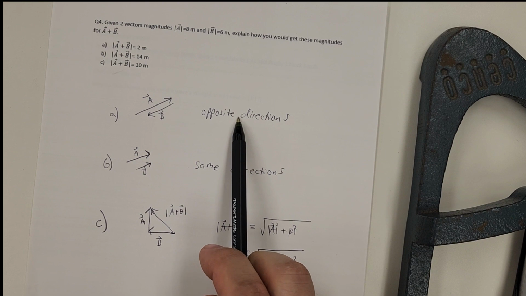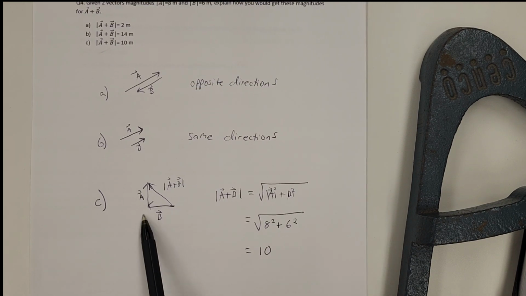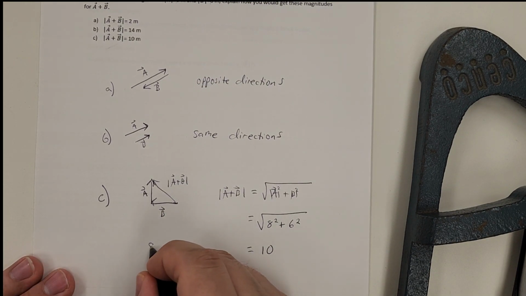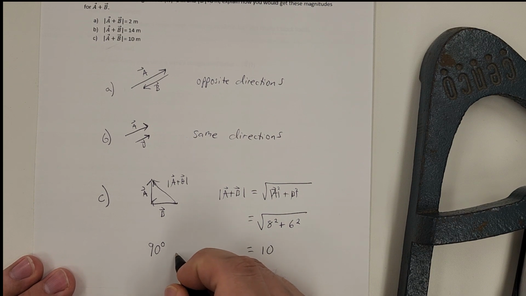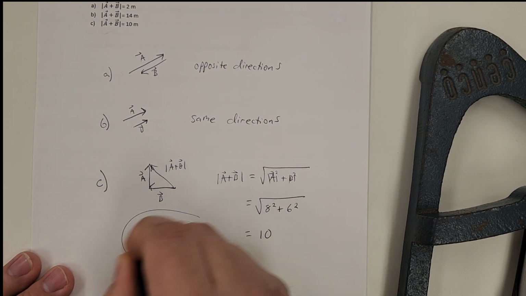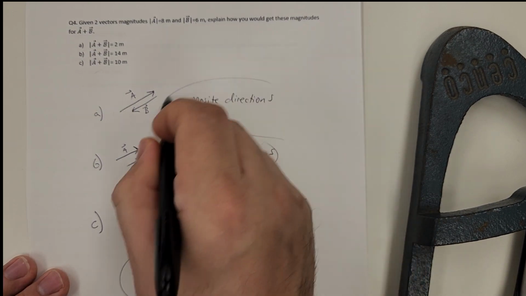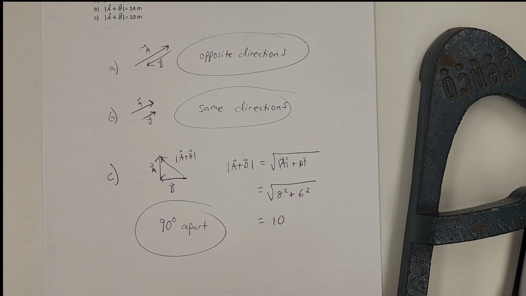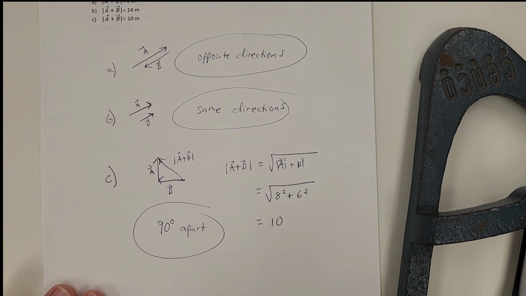So one has to be in opposite directions, one has to be in the same directions, and to get this magnitude of 10, they need to be 90 degrees apart. Okay, any way you want them to face, as long as they are both 90 degrees apart from each other. Okay, hopefully that helps.